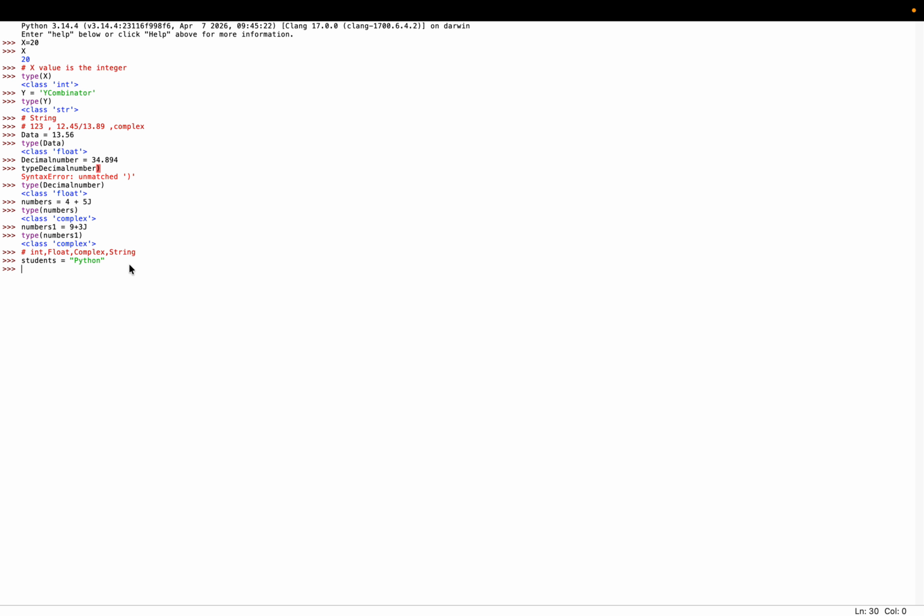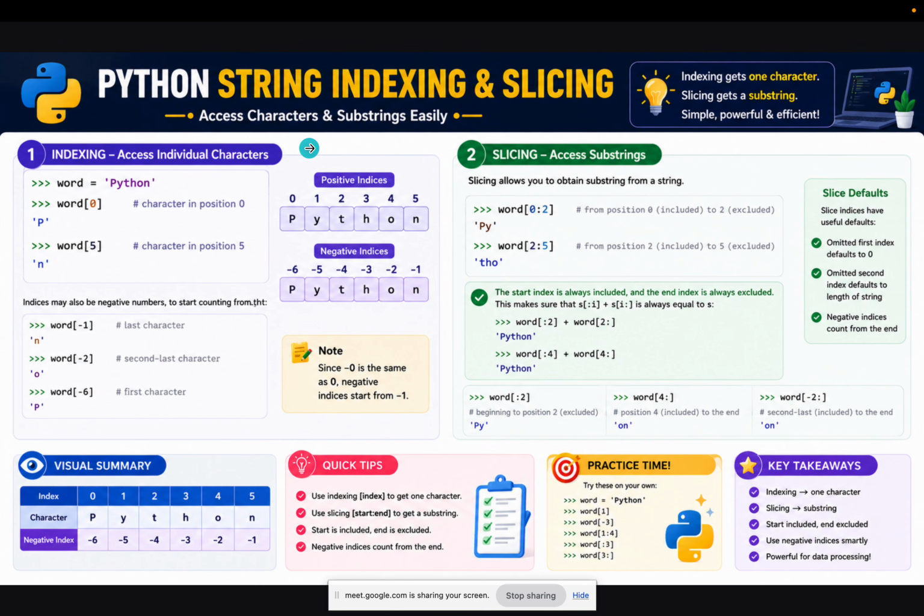If you want to get the output Python, you can write students and you'll get Python. But you want only P. So I want the letter only P. Then here the actual game starts. That is what? In Python, indexing and slicing. If you see in this image, the positive indices in Python are 0, 1, 2, 3, 4, 5 and the negative are minus 1, 2, 3, 4, 5. I'll tell you what that is.